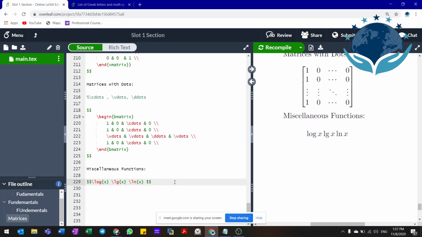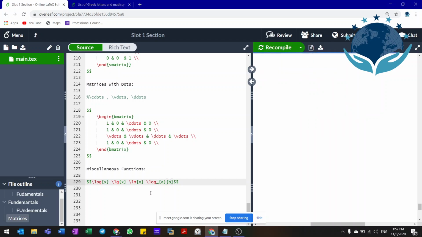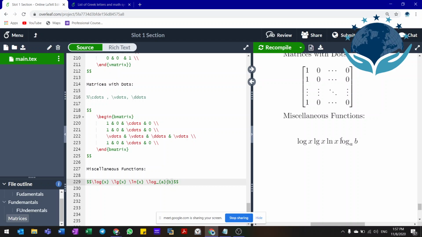If you want to write log a base b, what you can do is use slash log, underscore of a, of b. So you can see here log b base a. The base is given using the underscore symbol. Instead of a, you can have any compound expression like x square plus y square. So this is for the logarithmic notations.